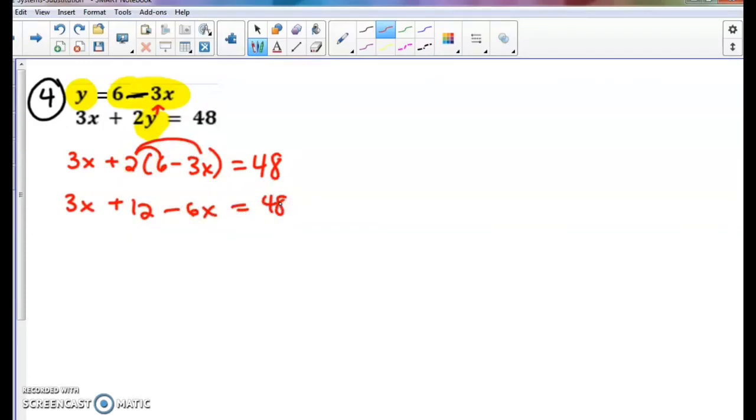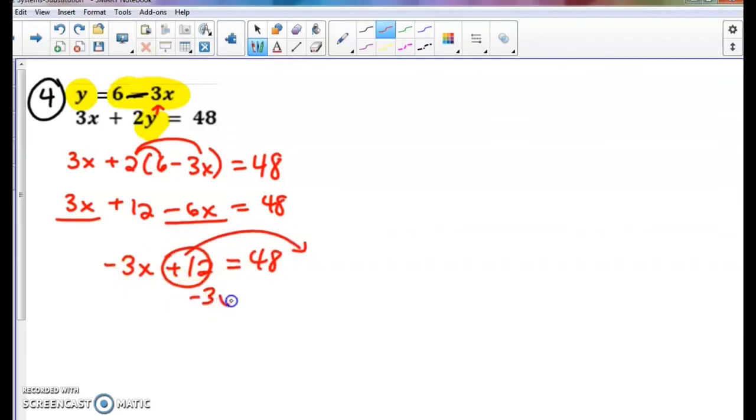Next step is to combine our like terms. So we have 3x minus 6x here on the left side, so that will give us a negative 3x. Drop down our plus 12 equals 48. Now to solve for x, we're going to have to transpose our plus 12 to the other side, make it a minus 12, so we end up with negative 3x equals 48 minus 12. 48 minus 12 is 36.